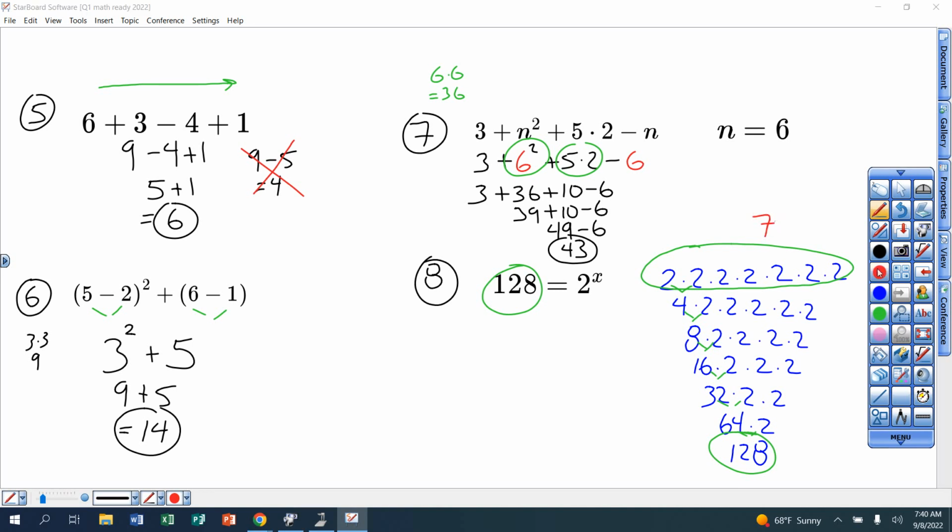That means if I had the answer for X, it's 7. But remember, I would like you to write it like this. 128 equals 2. And then put that 7 in its home where it lives. That's where it lives to make this a true equation, equivalent equation.